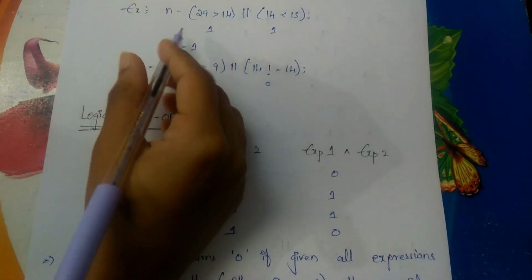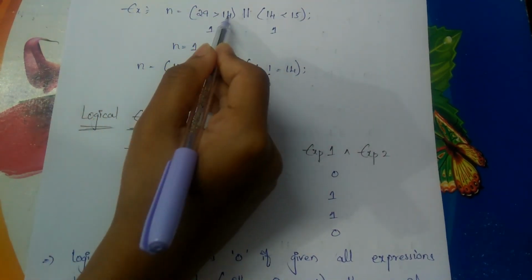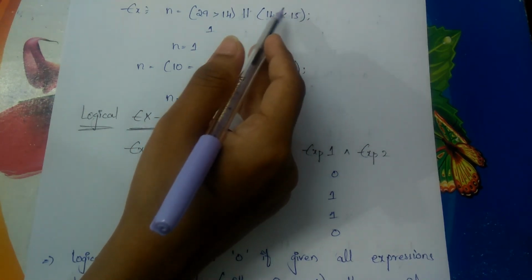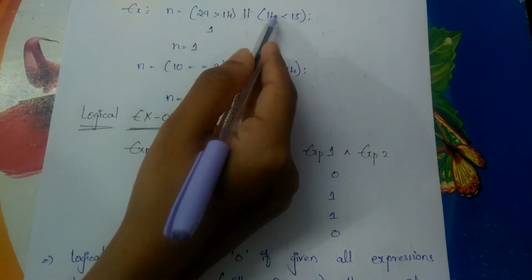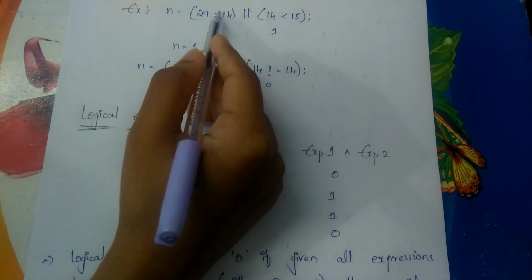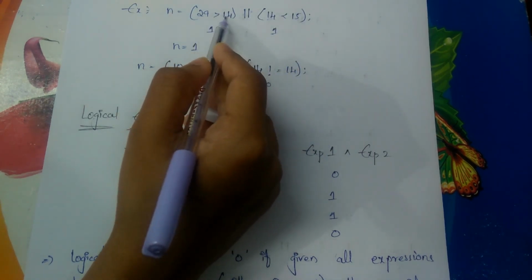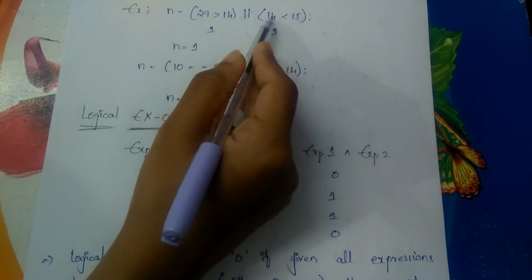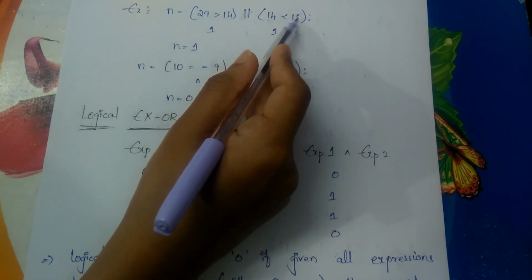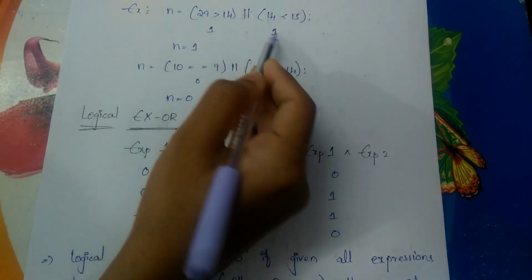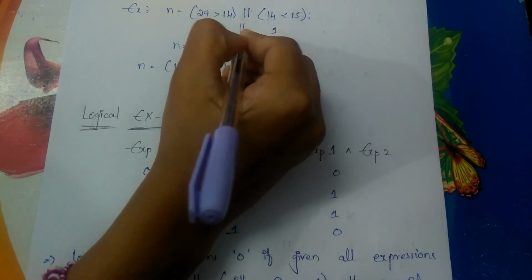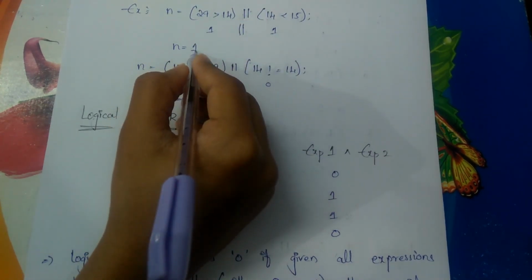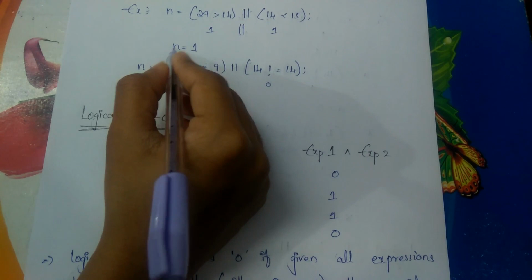The example here: n is equal to 29 greater than 14 logical OR 14 less than 15, ended with a semicolon. In this, there are two relational expressions. 29 is greater than 14, the statement is true, so it returns 1, and 14 less than 15 is also true, so it returns 1. Now in between these two we are applying the logical OR. So 1 OR 1 finally returns 1, so n equals 1.